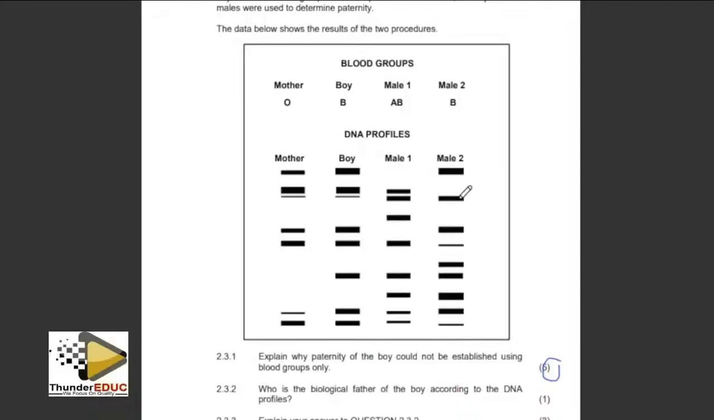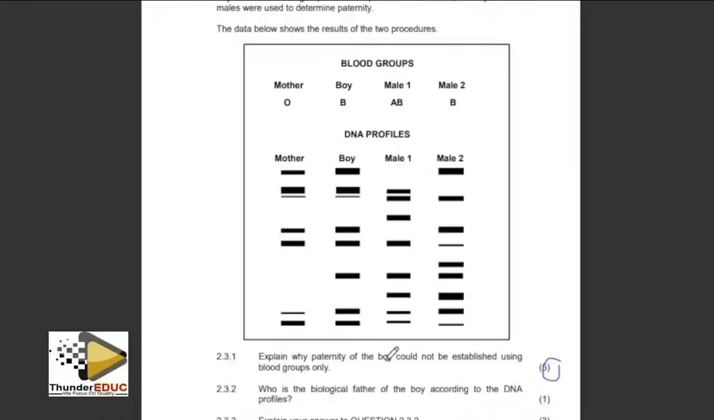So whom are you going to say is not the father? Or whom are you going to say is the father? It means that you end up losing the mark. All right. Why is it not conclusive? Because many people have the same type of blood group.